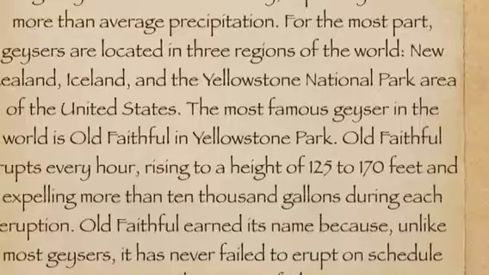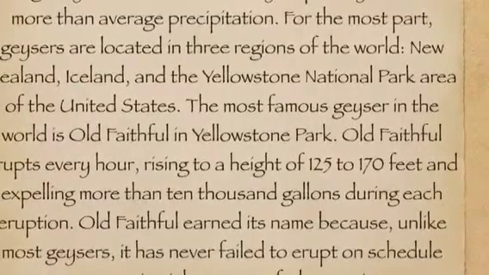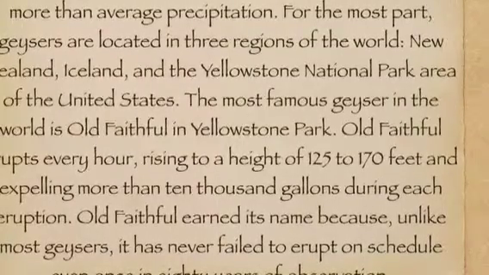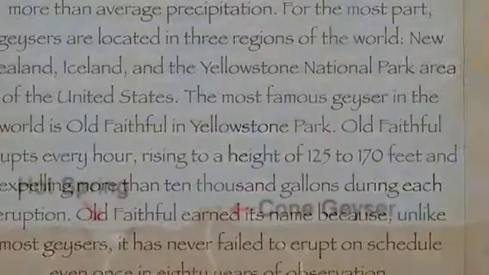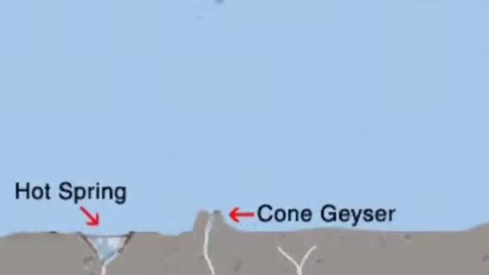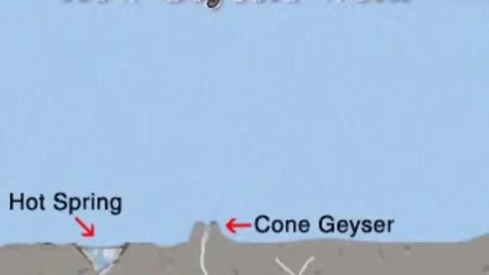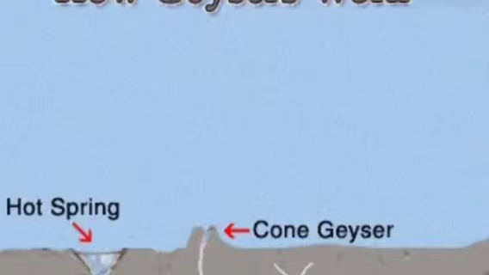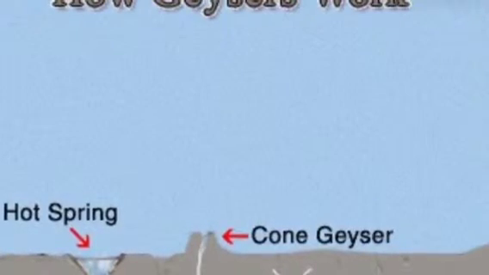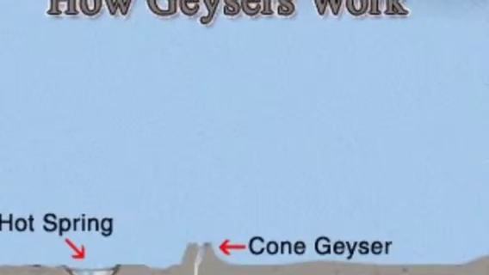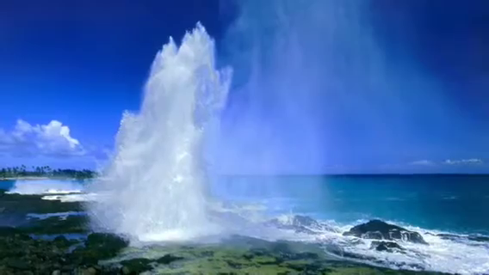Old Faithful erupts every hour, reaching a height of 125 to 170 feet and expelling more than 10,000 gallons during each eruption. Old Faithful earns its name because, unlike most geysers, it has never failed to erupt on schedule even once in 80 years of observation.